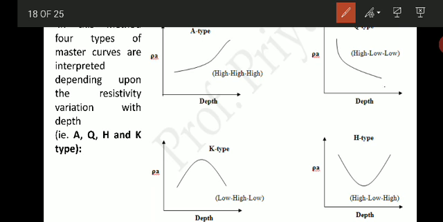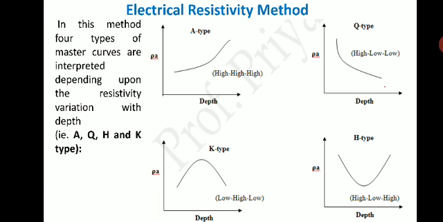So these are the 4 types of curves which are obtained when you plot the apparent resistivity versus depth. This is the electrical resistivity method, which is a very important question from the exam point of view. It will tell us the availability of groundwater, and we can also interpret what type of lithology or rocks are present at a particular depth with the help of this electrical resistivity method. Thank you.